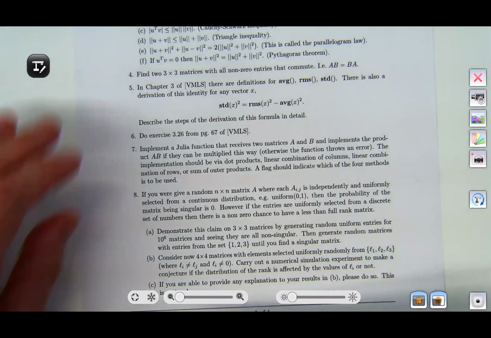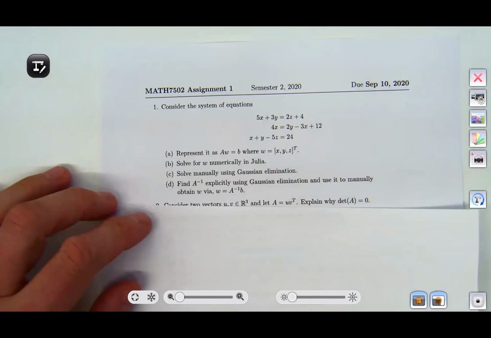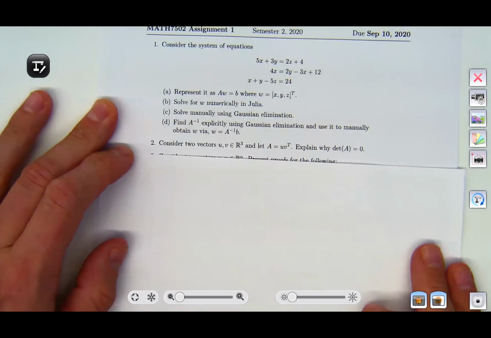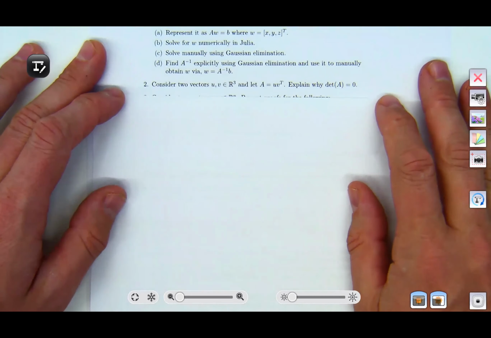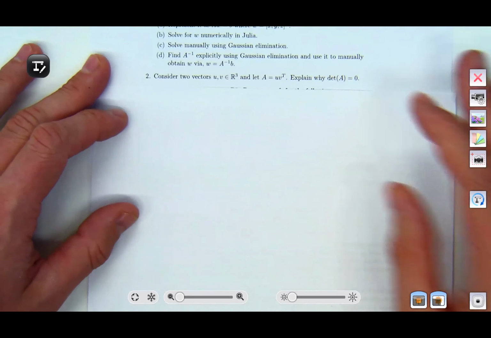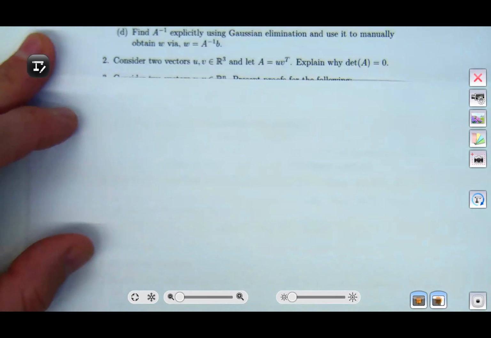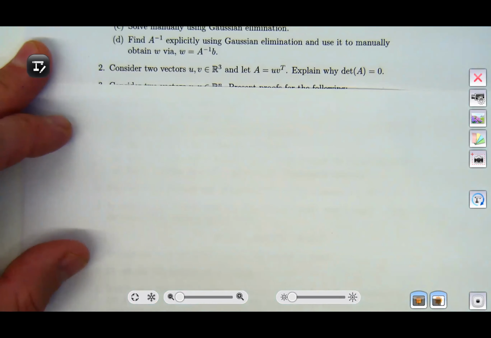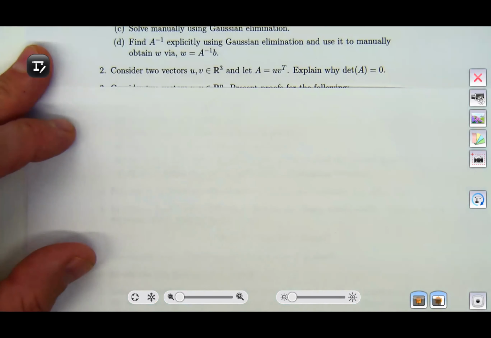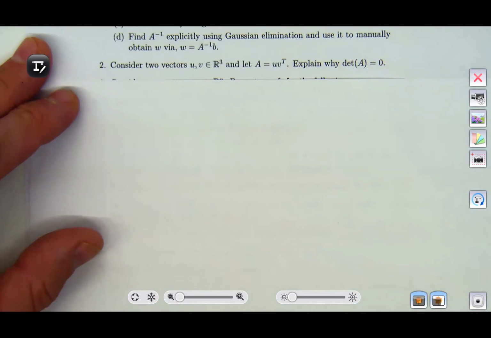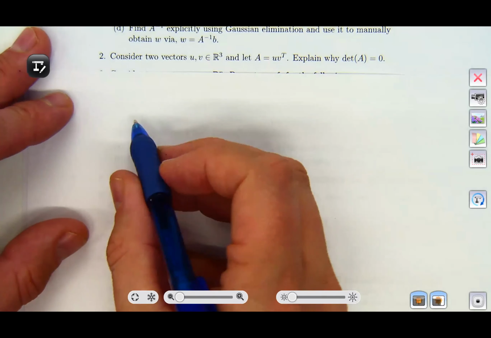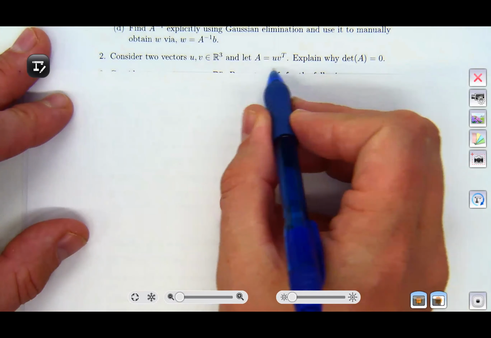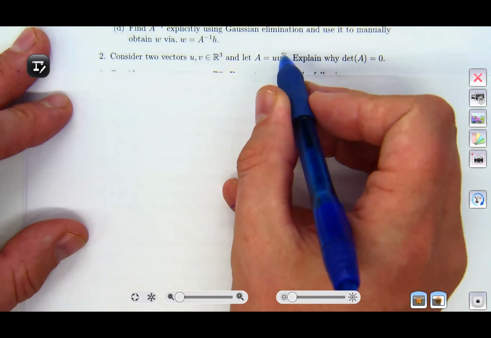Okay, so let's move on. Now, next one, consider two vectors U and V. Fortunately, these are in R3, so you only have to have 3 entries in each of U and V. All right, so let's just choose some notation for this. So what we might have is, well, let's have a look at this first. A equals U, V transpose, okay?